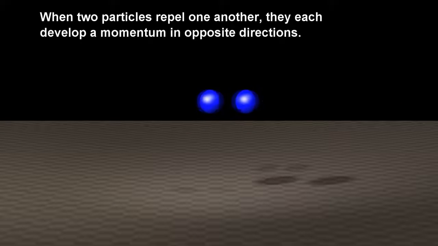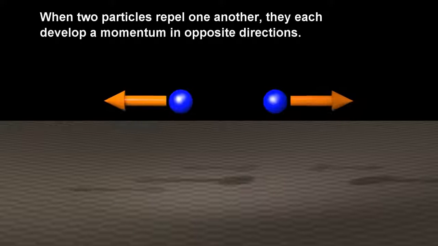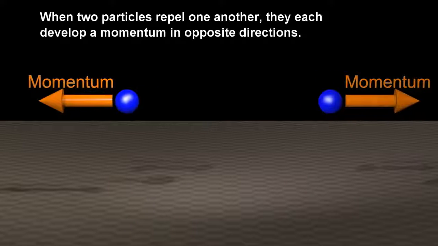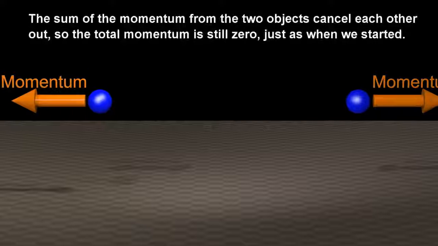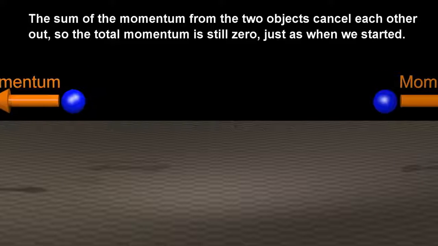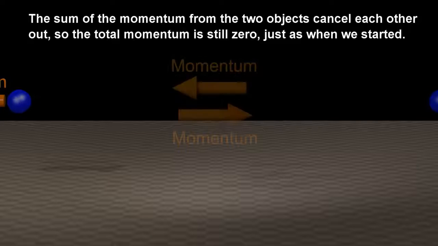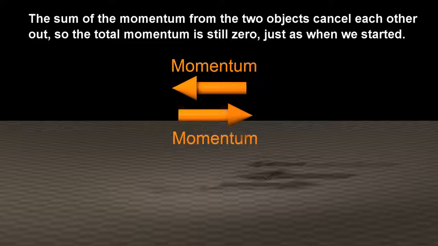When two particles repel one another, they each develop a momentum in opposite directions. The sum of the momentum from the two objects cancel each other out, so the total momentum is still zero, just as when we started.